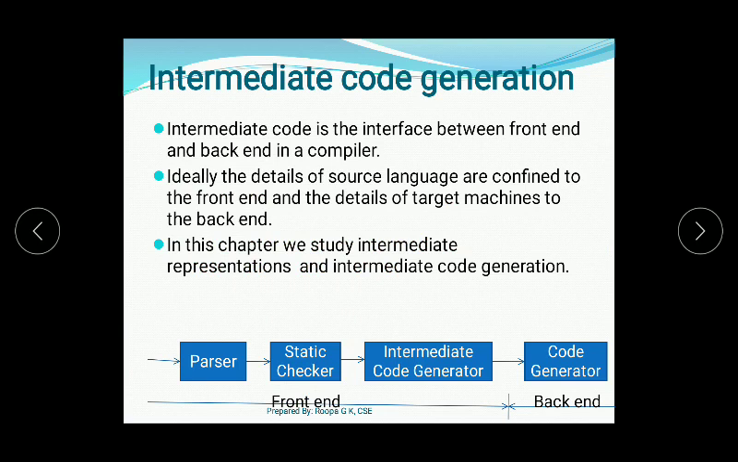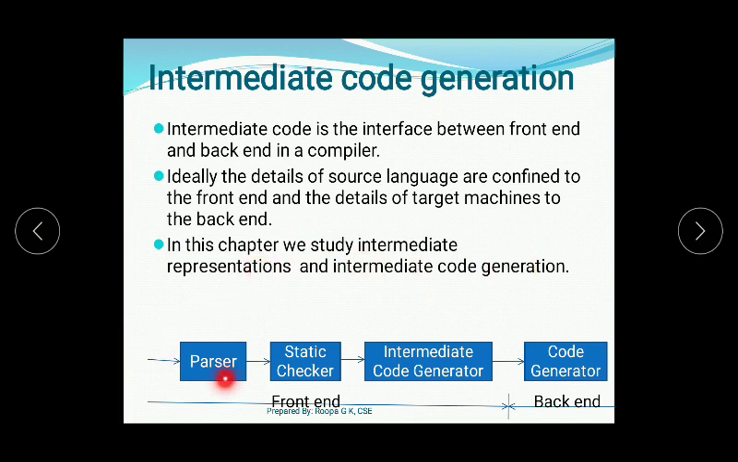So now let me tell you something about intermediate code generation. It is the interface between front end and back end in a compiler, as I told you earlier. Ideally, the details of the source language are confined to the front end and the details of the target machines are confined to the back end. So here we will study the intermediate representation, I mean different types of intermediate representation and intermediate code generation.